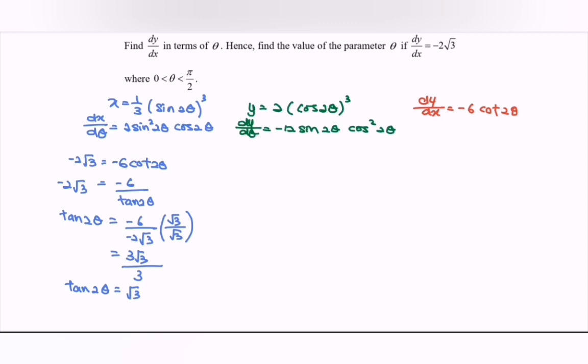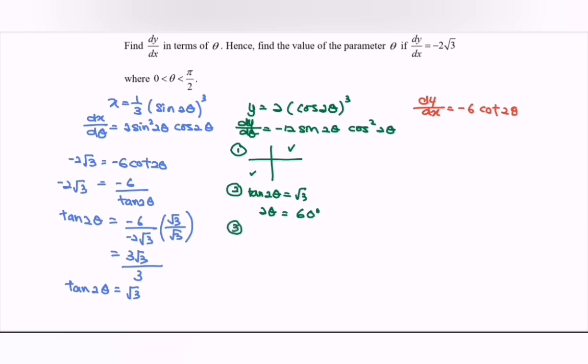So here they mention that tangent is positive. So step number 1, tangent positive. So we have the first quadrant and also the third quadrant. So that is the first step, we have the tangent positive. Second step, tangent 2 theta equals square root of 3. So the basic angle 2 theta is equal to 60 degrees. So that is the basic angle.